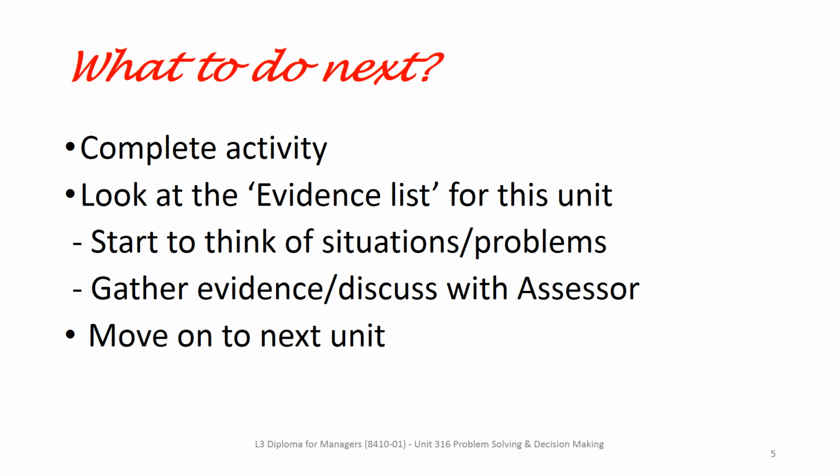You haven't got to produce the evidence now. We'll come back to that nearer the end of the course, but start thinking about some ideas, using the evidence list, of where you might gather it and what sort of material you could use. You may already have a good scenario that you've been through. The one you've used in your activity may be a genuine situation that you can produce evidence from because it's happened recently. If you've got that idea, discuss it with your assessor, and then you can move on to the next unit.